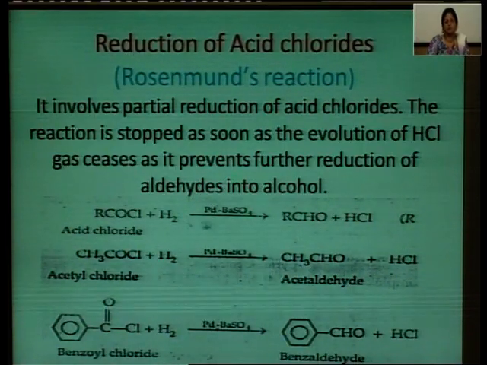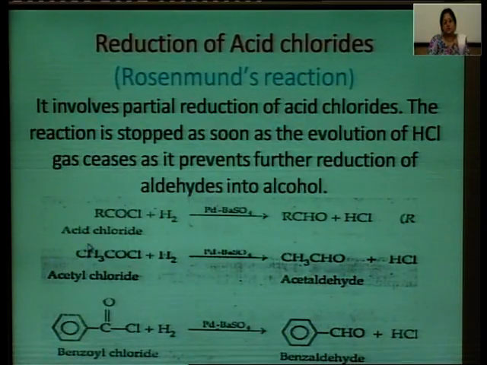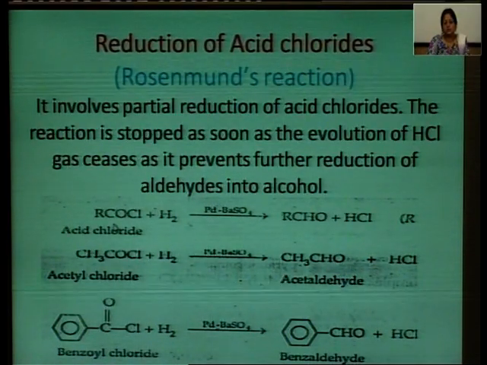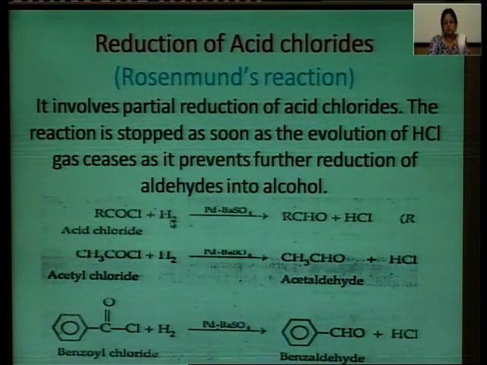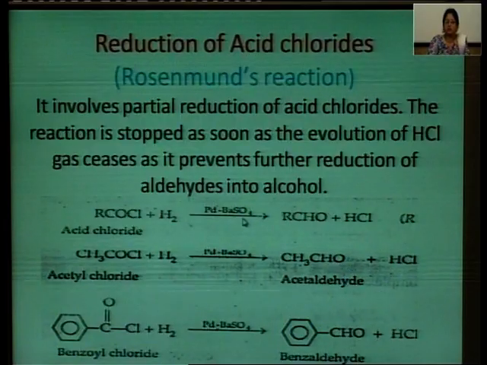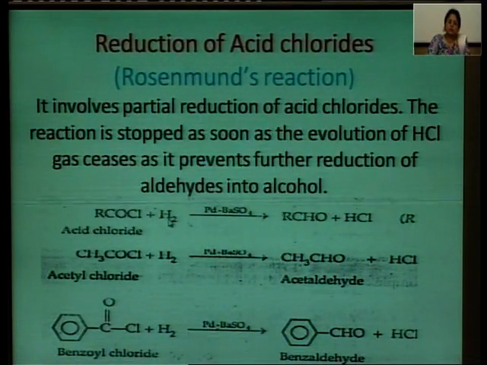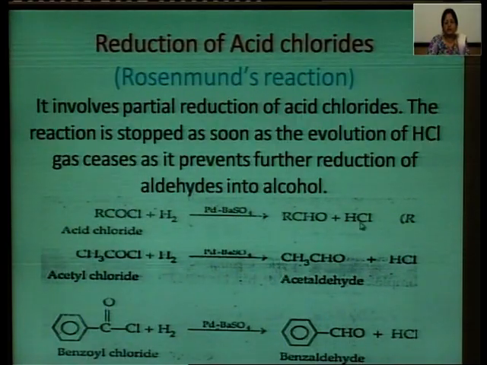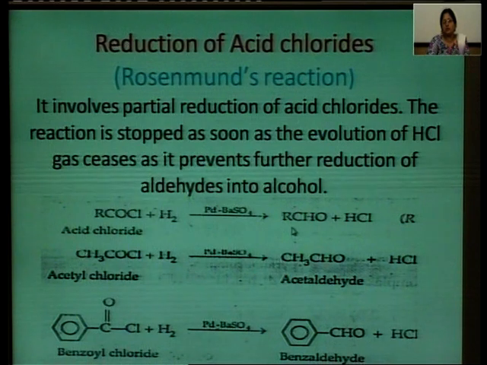into alcohols. During the Rosenmund's reaction, a mole of acid chloride is reduced, that is, it is treated with hydrogen in the presence of catalyst, that is palladium, partially poisoned over barium sulfate. The acid chloride gets reduced to form the aldehyde and HCl. The limitation of this method is that the aldehyde formed can be further reduced to the alcohol.